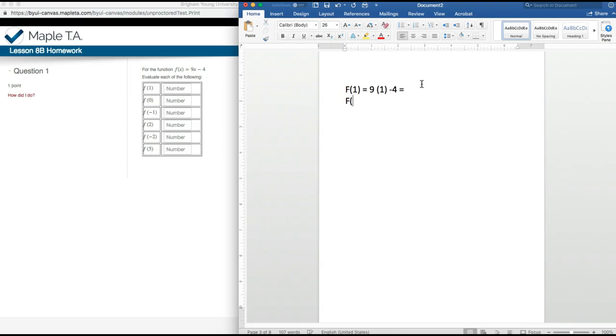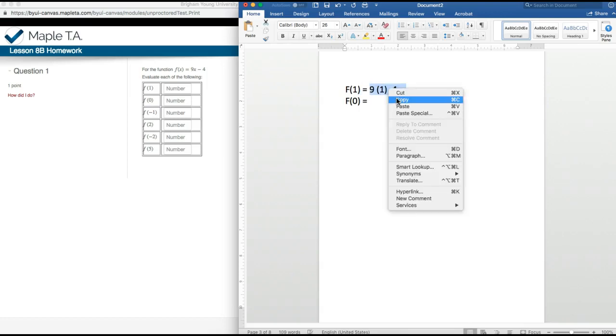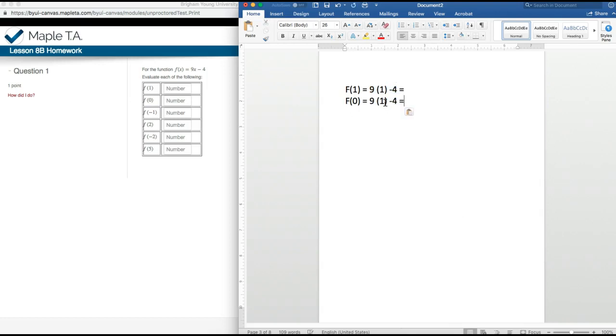I want f of 0. That means I want 9. Actually, because we're using a computer, I'm just going to copy and paste this down here and replace that with a 0, making sure that I have parentheses around everything. In fact, to speed us up, we'll just do that each time too. 4 more. 1, 2, 3, 4.